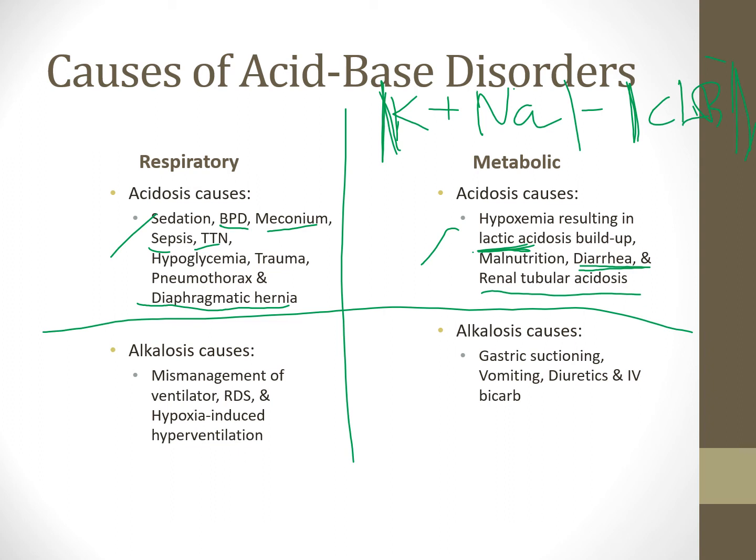Respiratory acidosis, something that's causing their body so much stress that they can't compensate and breathe. Respiratory alkalosis down here. Yeah, your vent settings are too extreme. Turn them down. RDS, respiratory distress syndrome, that's us using too extreme interventions. Hypoxia-induced hyperventilation, that's breathing too fast for what's going on. Alkalosis, getting gastric suctioning, so you're taking away an acid, right?